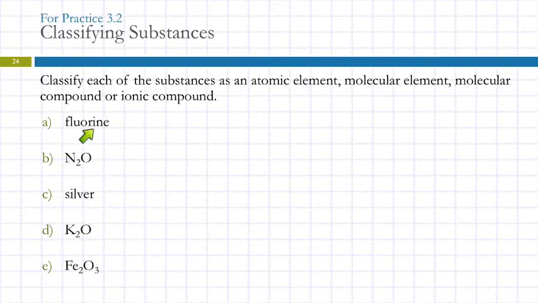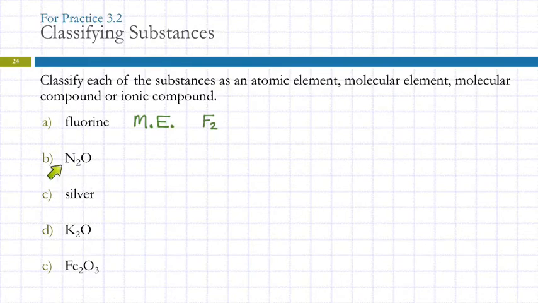So fluorine's an element. What kind? Is it atomic or molecular? It's molecular. It's one of those 7. Horses need oats for clear brown eyes, or have no fear of ice-cold beer. If I say that enough, I'll remember it. So this is a molecular element. So if we're going to write the formula for fluorine, it would be F2. It's a diatomic element.